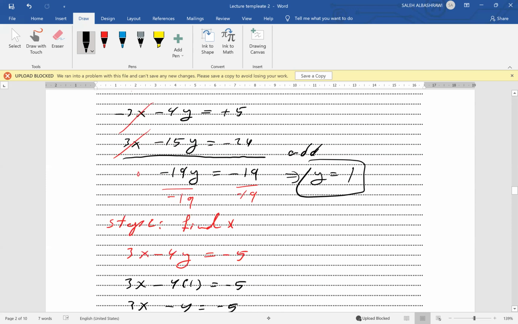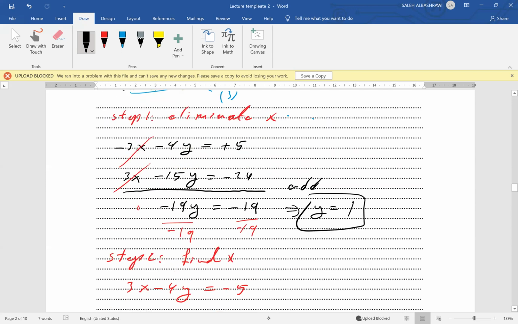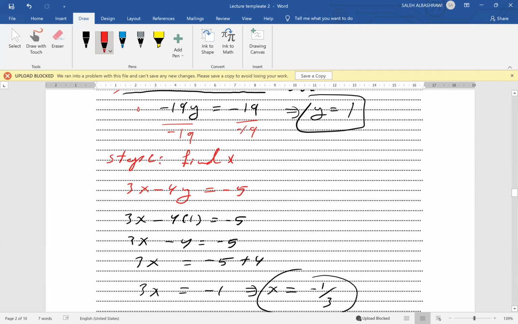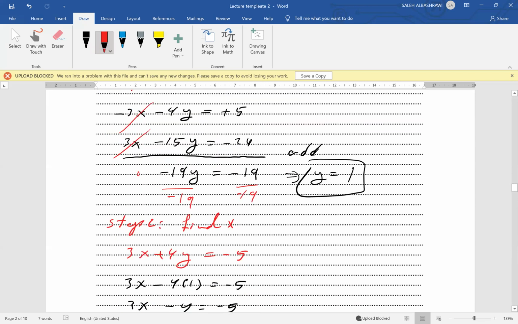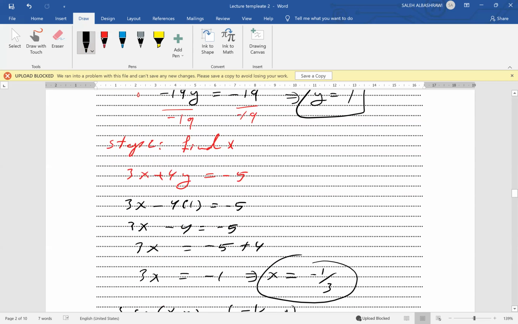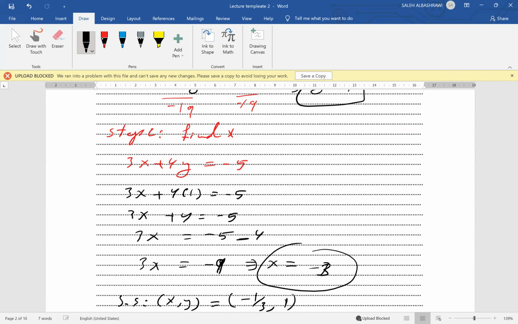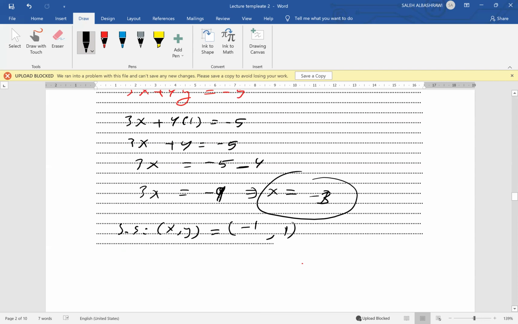Okay, for the next example. There's one mistake. This will be plus, not minus, it is a plus. So this will change plus, this will be plus. So we'll have minus there. So this will be minus 9, and x in this case will be minus 3, not minus 1 over 3. Minus 3.